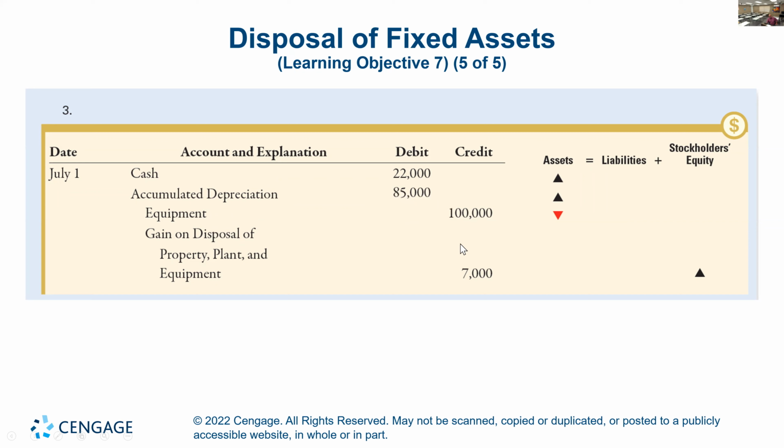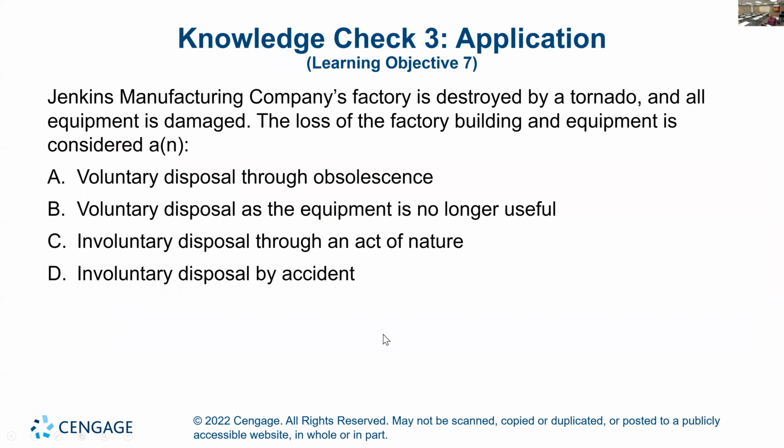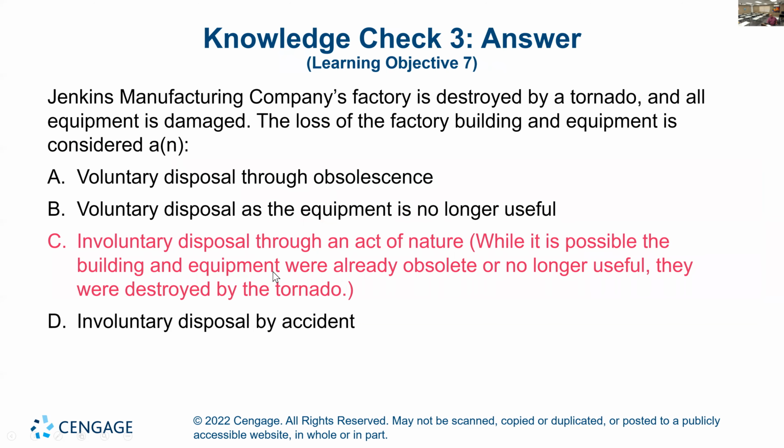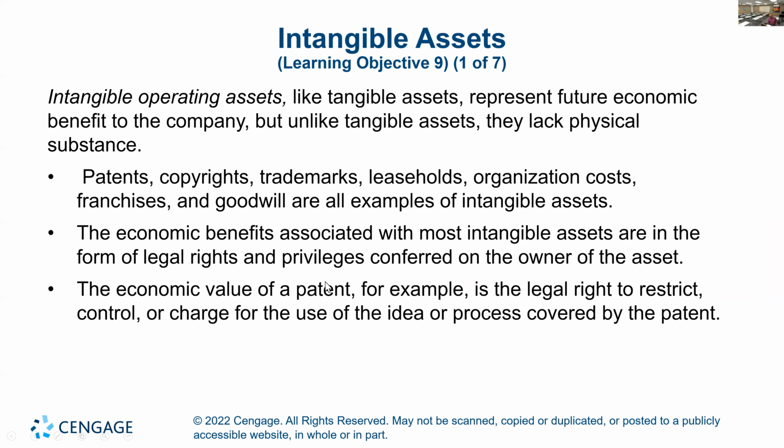And then we have to balance our equation out. In order to make our journal entry balance, we need to do a $7,000 credit entry. And gains are credit entries. If we had to do a debit entry here in order to make it balance, it would have been a loss. Oh, destroyed by damage. I would say that is an involuntary disposal through an act of nature. Pretty self-evident question there.